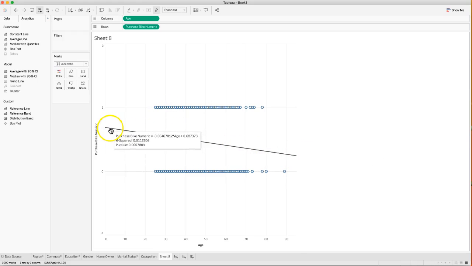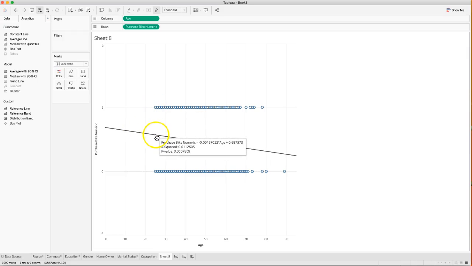It says that people who are 10 years old, we predict that they would buy a bike, whatever that is, 65% of the time. Well, that's not realistic. We don't have anybody in our data set who's 10. So we don't want to make a prediction in that range where we don't have any data.